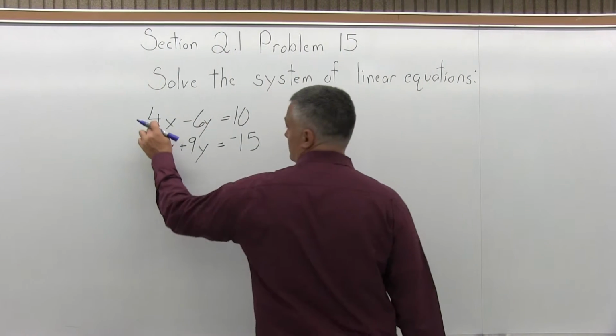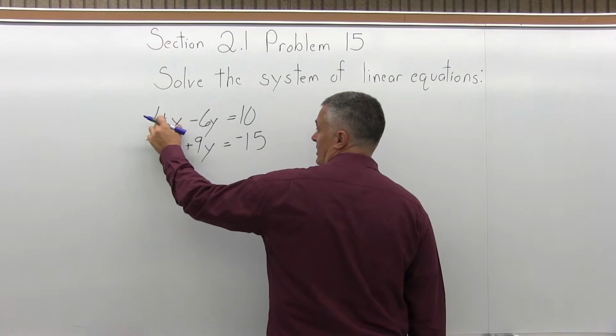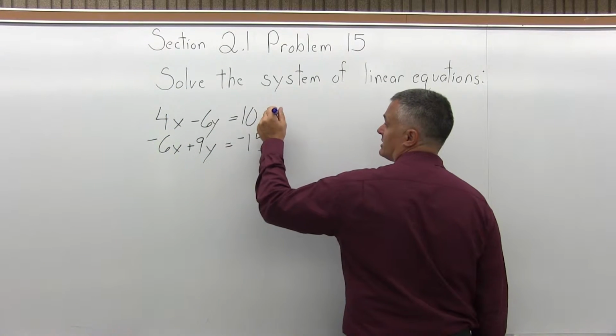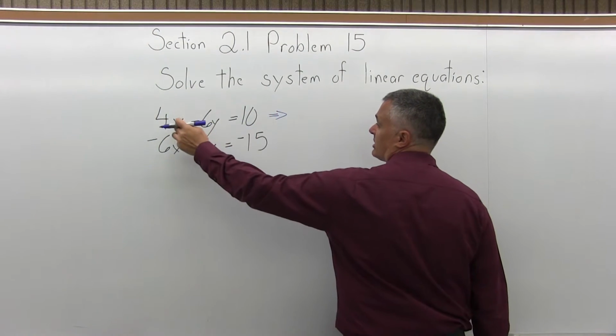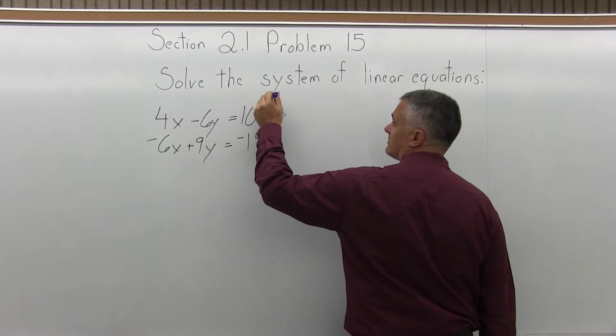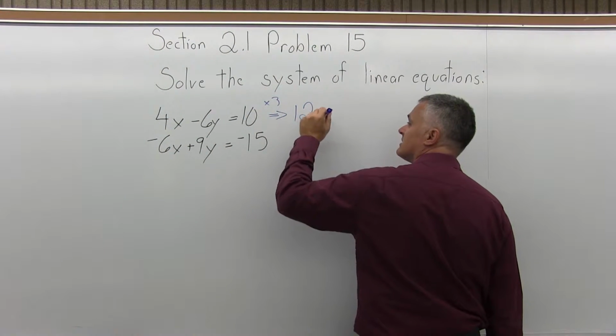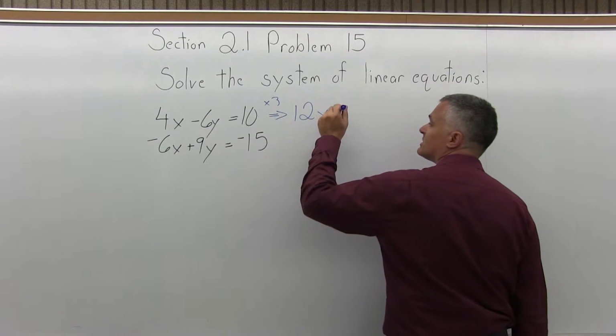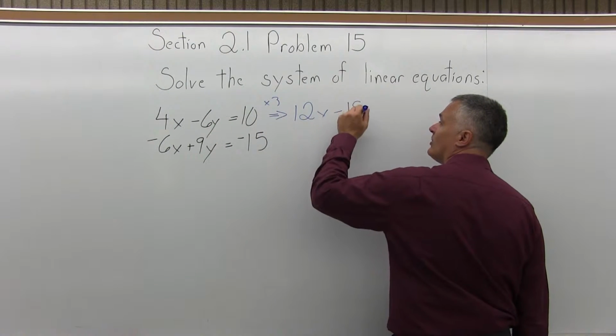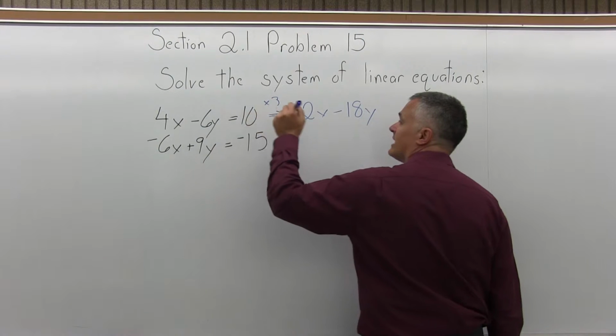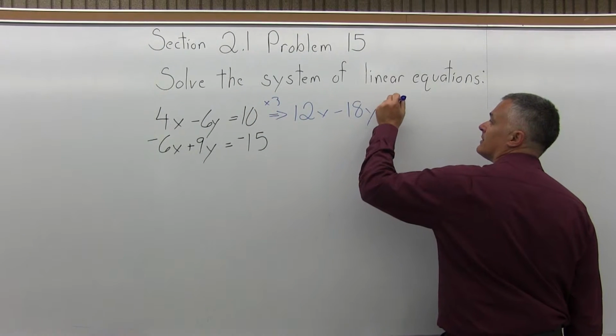So if I'm going to make this into a 12x and it's currently a 4x in my top equation, everything will have to get multiplied times 3. So 3 times 4x is 12x. 3 times negative 6y is negative 18y. And 3 times 10 is 30.